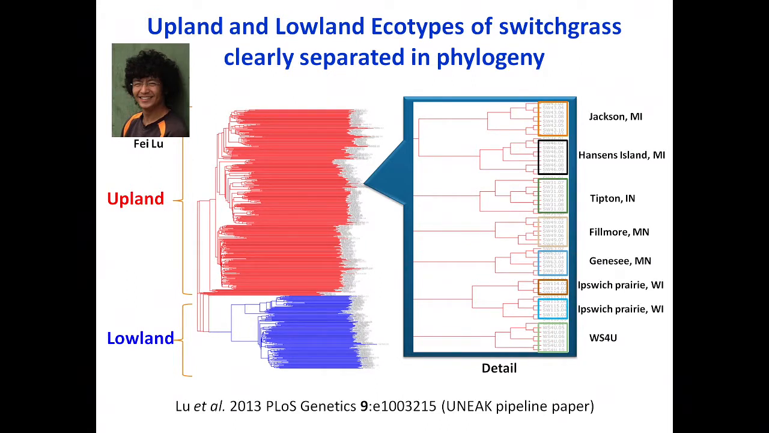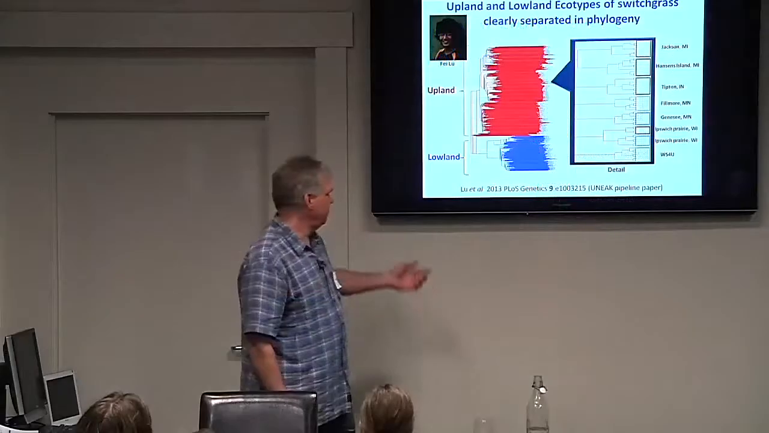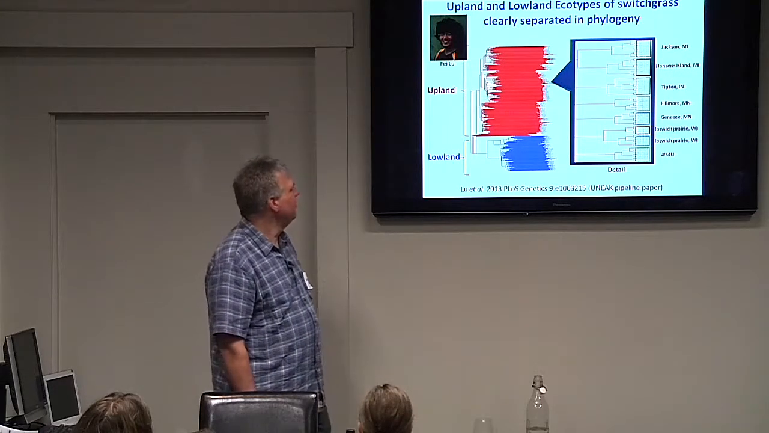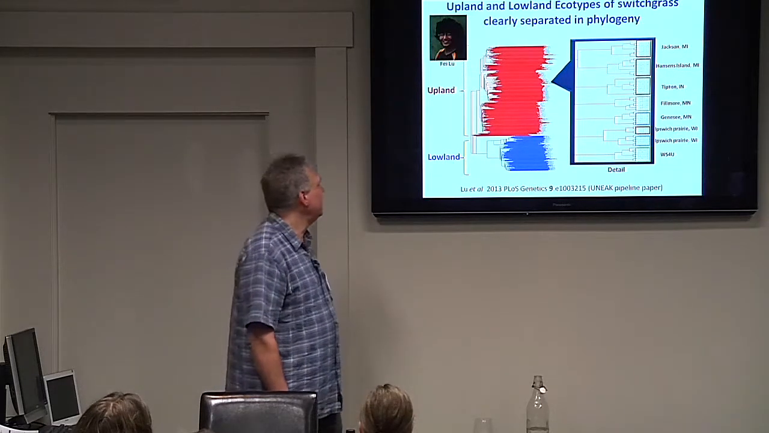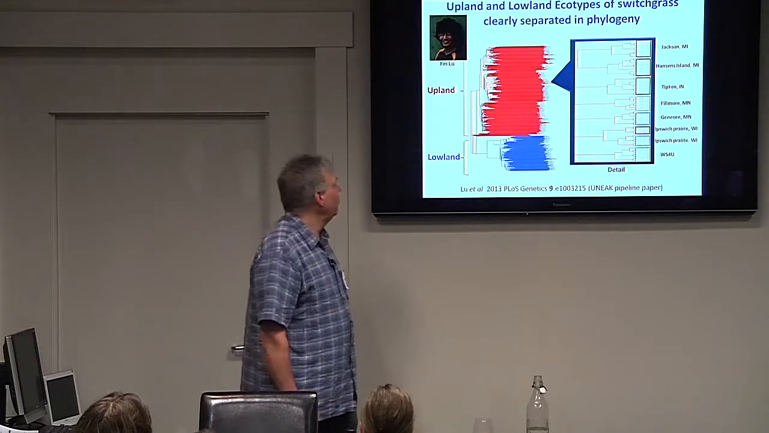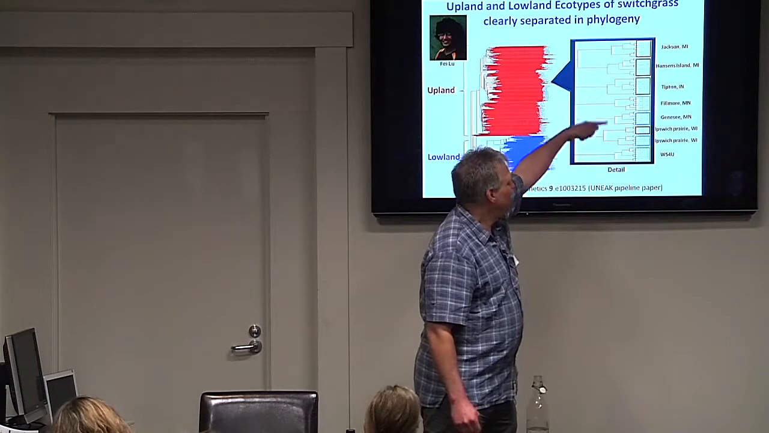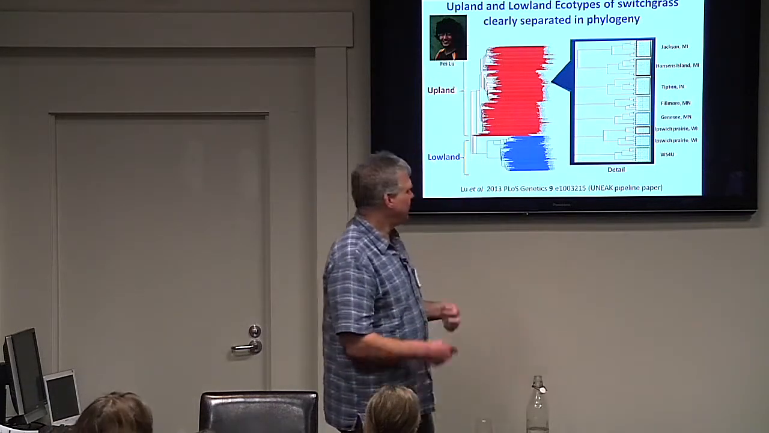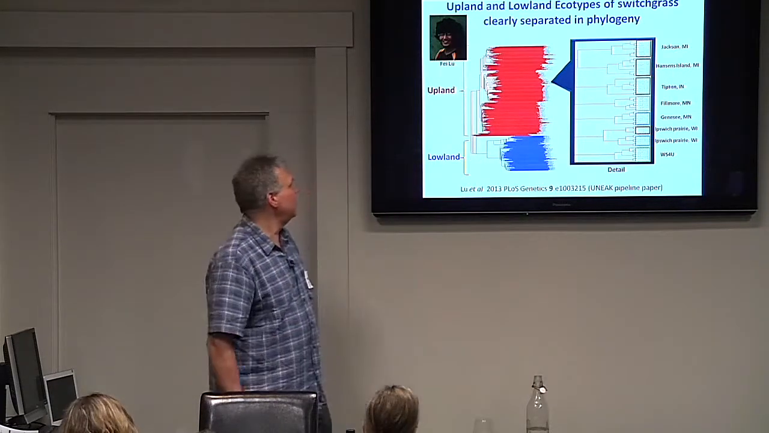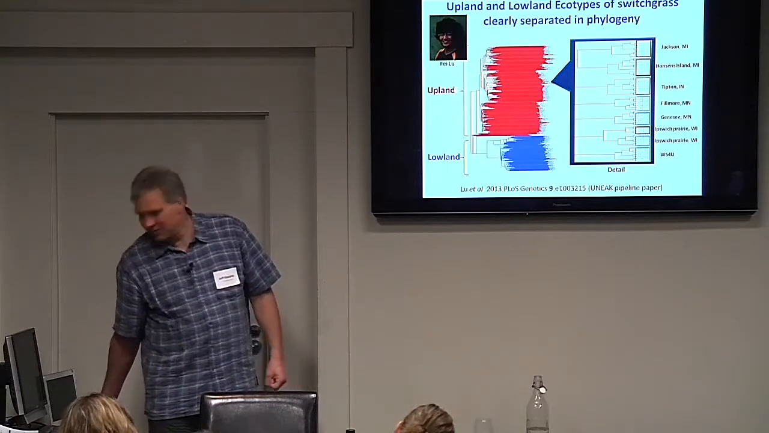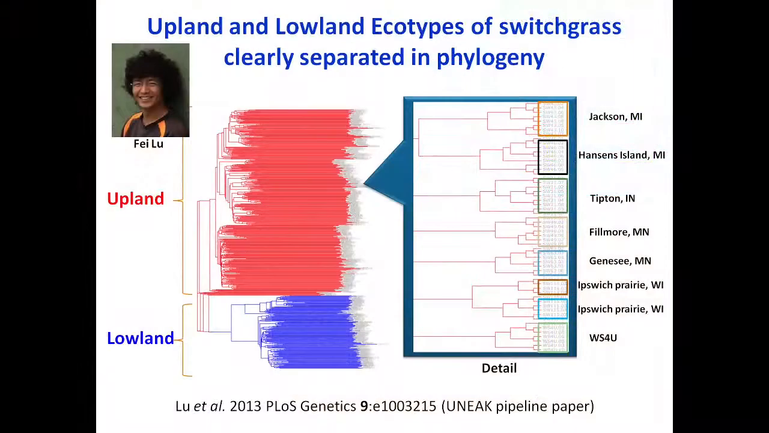And he's been working in switchgrass, and he used GBS. It doesn't have a reference genome. He wrote a pipeline called UNEAK for doing this, which we'll talk about in a little more detail later. And when you look at this phylogeny in detail, you can see that the plants from different localities are all grouping together. So clearly, the phylogenetics is working really well with GBS data.